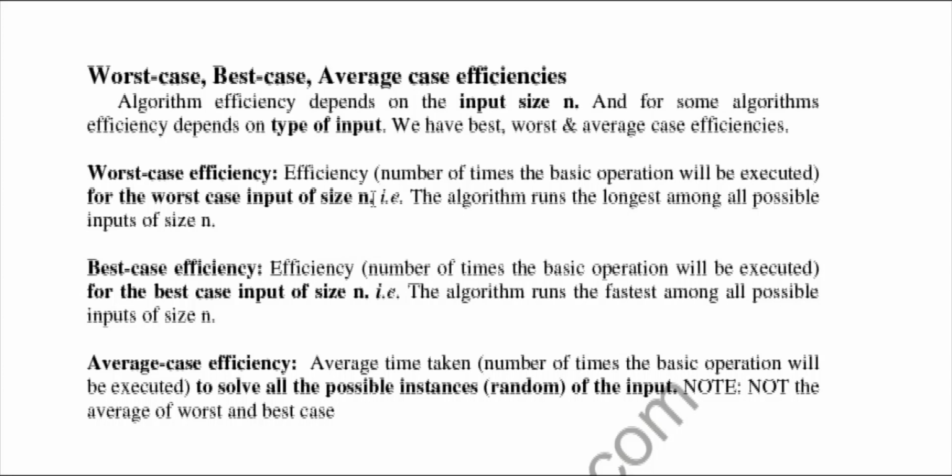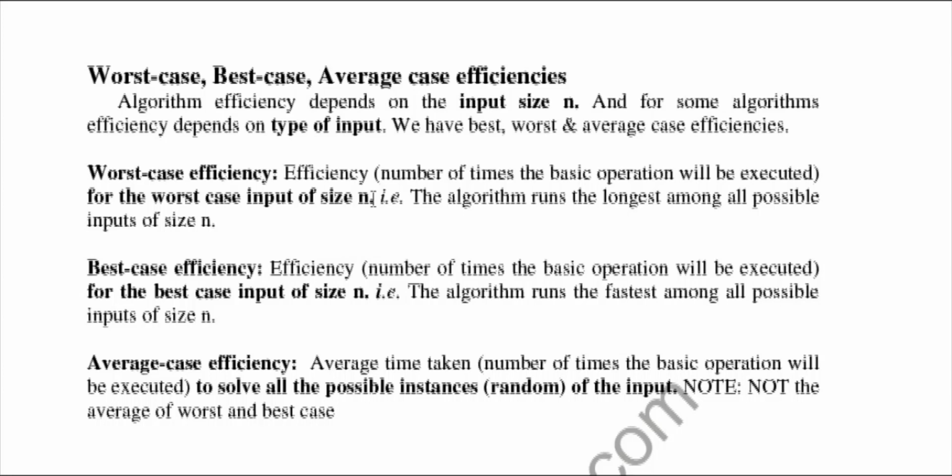Next is best case efficiency. In the case of best case efficiency, the algorithm works on the best input of size n. That means it runs fastest among all possible inputs of size n. If you give any input, it will run fastest. Then the next one is average case efficiency. The average case efficiency stands between the worst case and the best case. It is a possibility instance, meaning we cannot guess that the algorithm will run either this much time or this much time. So it stands between worst case and best case.